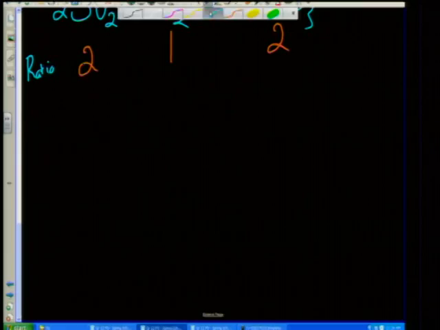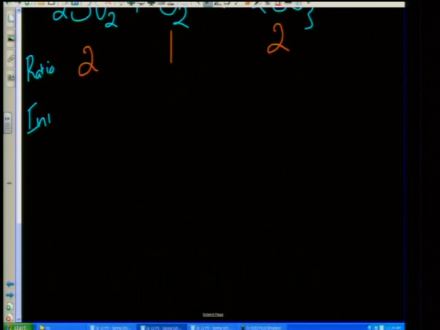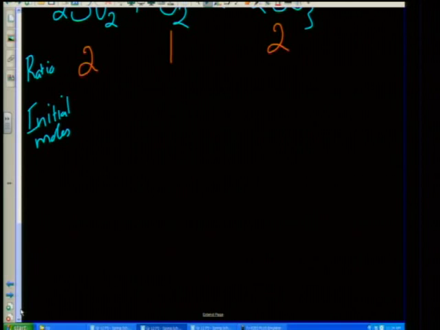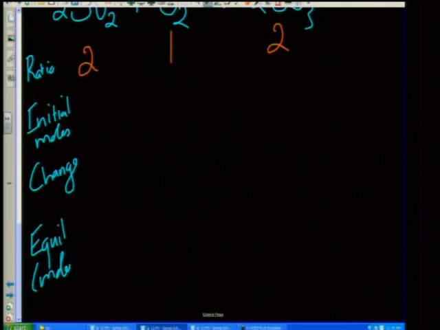So initial, we're just going to write down all the initial moles that we were given. And then the second line after the initial moles, we're going to say change. We're going to leave that blank, and then we're going to say equilibrium. And we're going to make it clear that we're dealing with moles.